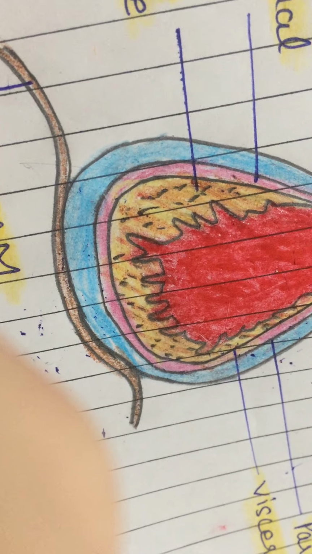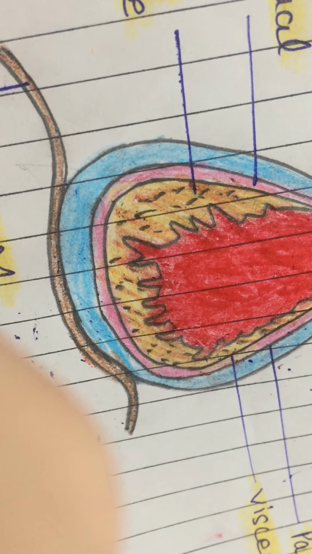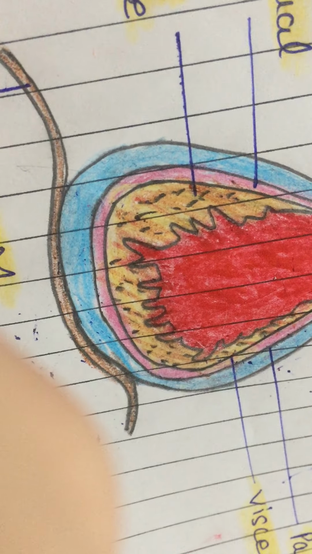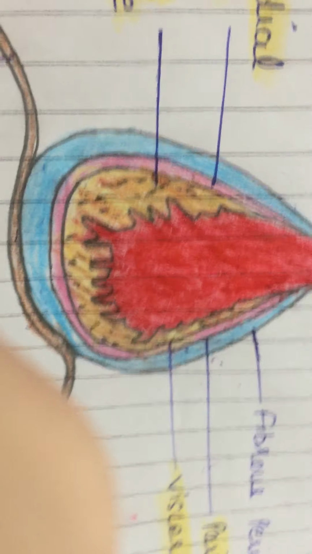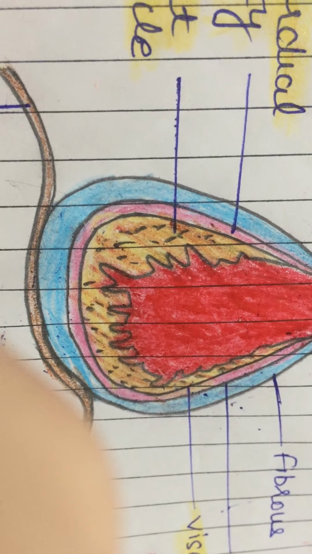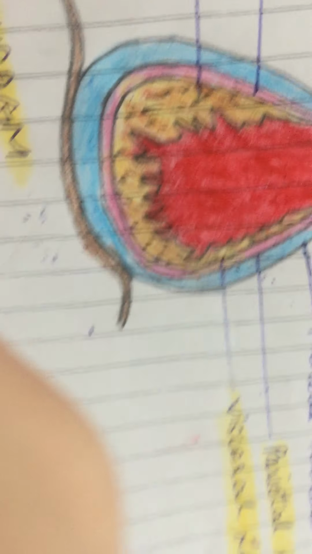That route is the left fourth or fifth intercostal space, immediately lateral to the sternum, right? So through this route we can give the intracardiac injections.